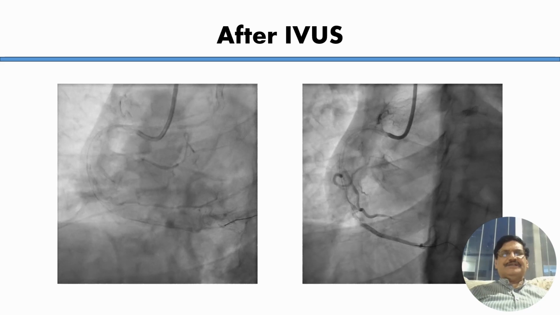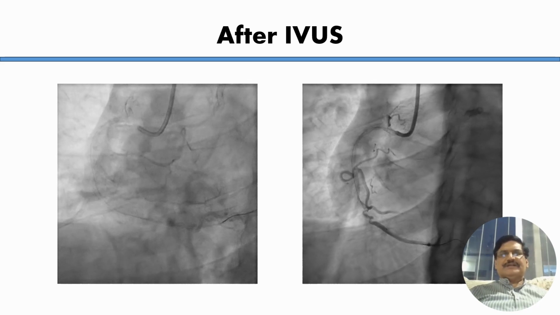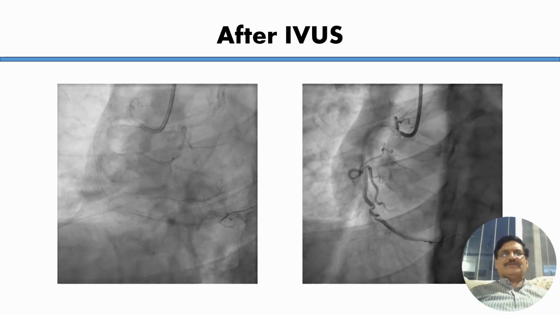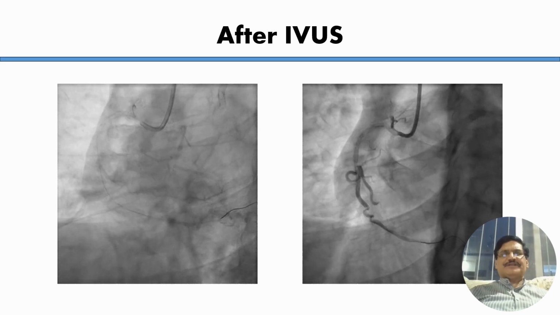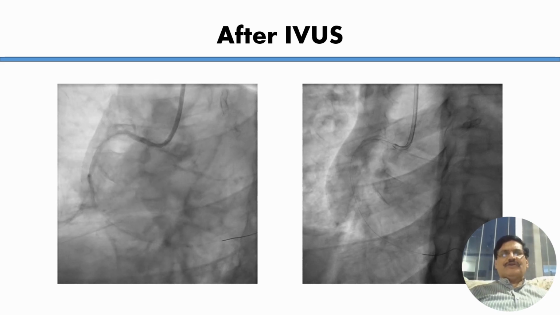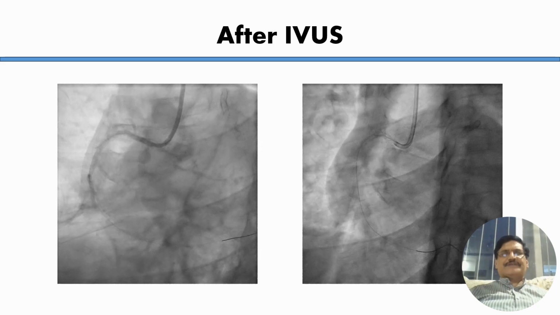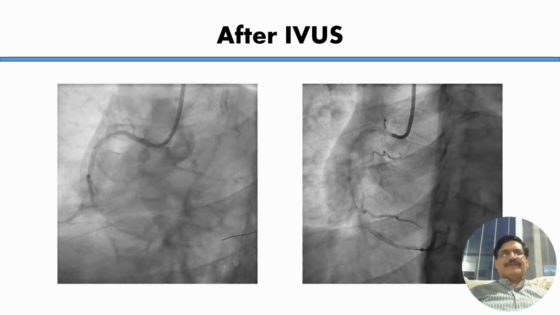And this is after intravascular ultrasound. These are the images which revealed there is a non-yielding lesion. So we want to debulk the calcium, as it is almost 360 degrees calcium. As per the algorithm, we want to use an aggressive calcium debulking device.